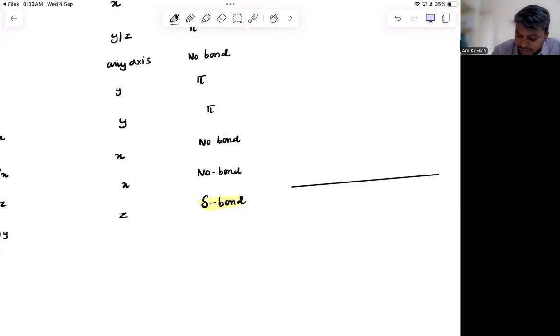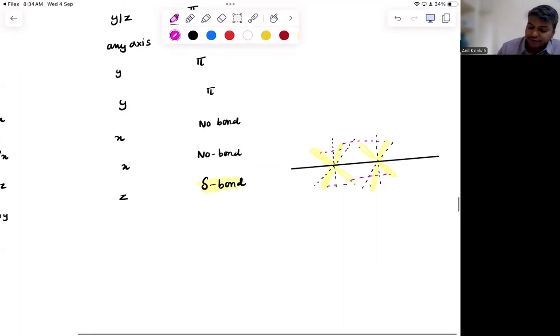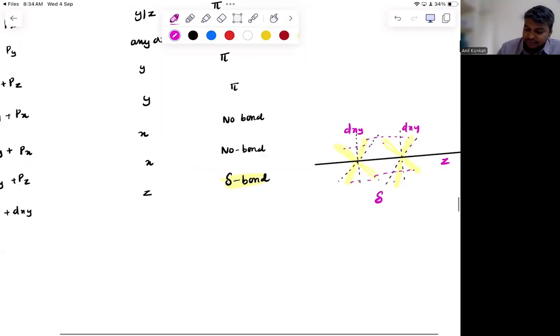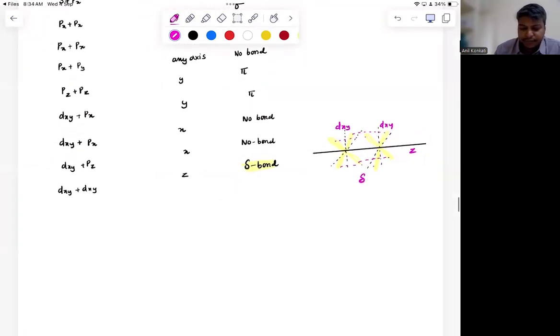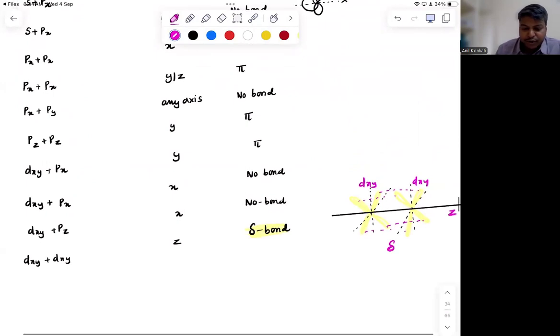If this is z axis, and this is x axis, and this is y axis, and again x axis and y axis like this, then the orbitals are present here, this way, this way, this way, and this way. In this case, the overlapping goes like this, between these two, between these two, between these two and these two. If the overlapping happens this way, that is called delta bond. This is the z-axis, and this is dxy and dxy. Got it? I hope this bond is clear, everybody.